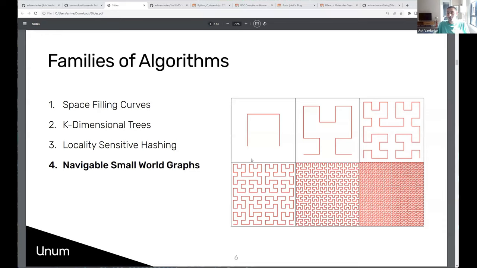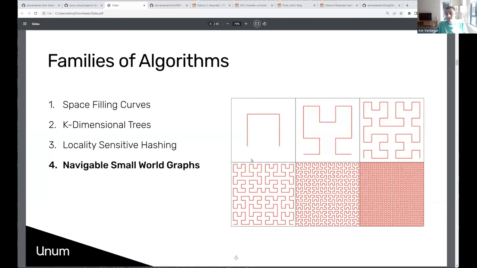The three categories I just mentioned are nice and interesting, but today we're going to talk about HNSW and in general proximity graph algorithms. Those are the ones that became popular in the last 10 years. They are used by most vector search engines. They're available in Faiss, in HNSWlib, in USearch.